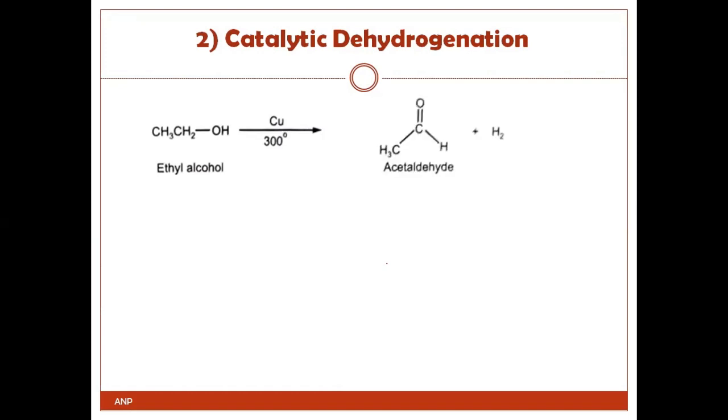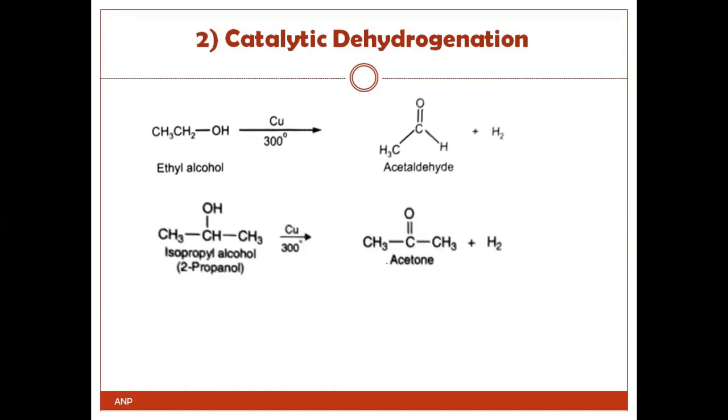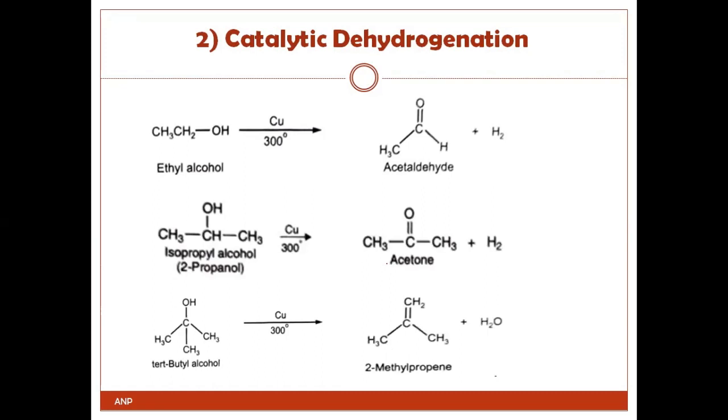The next qualitative test is catalytic dehydrogenation. Different types of alcohols give different products when their vapors are passed over copper gauze at 300 degrees Celsius. For example, ethyl alcohol, when reacted with copper at 300 degrees Celsius, gives acetaldehyde. When 2-propanol reacts with copper, you will get acetone. And when tertiary butyl alcohol reacts with copper, you will get 2-methyl propene.